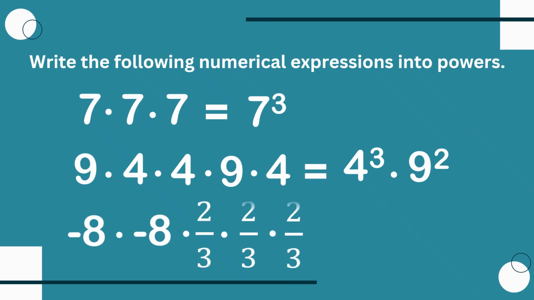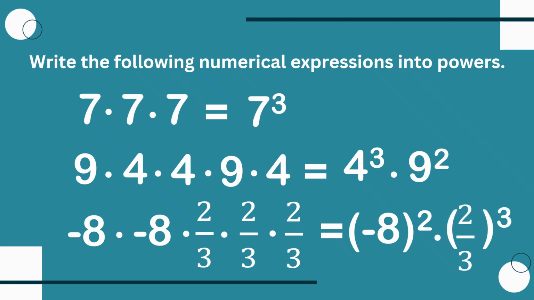Another example. Negative 8 times negative 8 times 2/3 times 2/3 times 2/3. What is the answer? Alright, the answer is equal to the quantity of negative 8 raised to the exponent of 2 times the quantity of 2/3 raised to the exponent of 3.